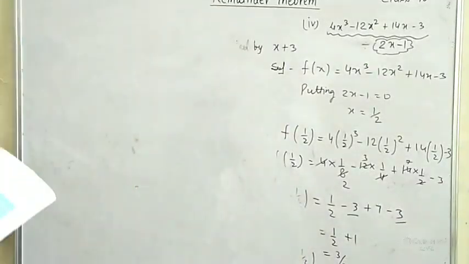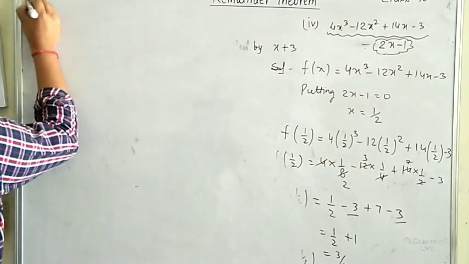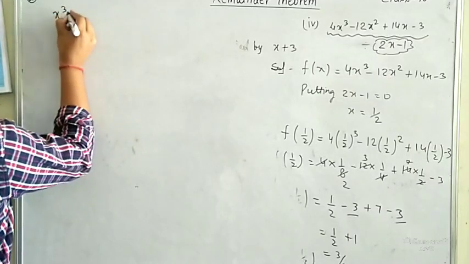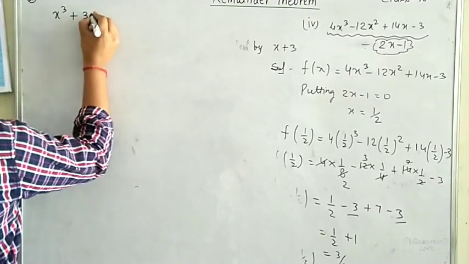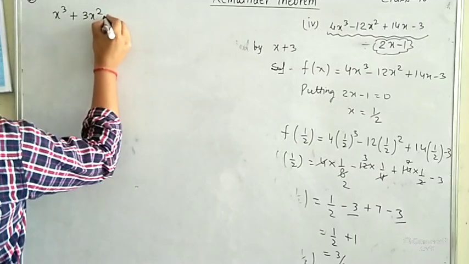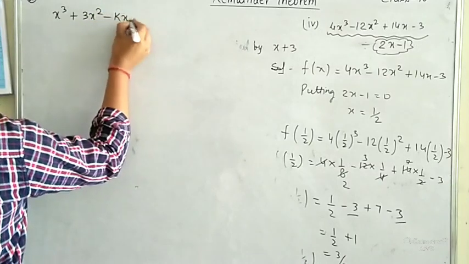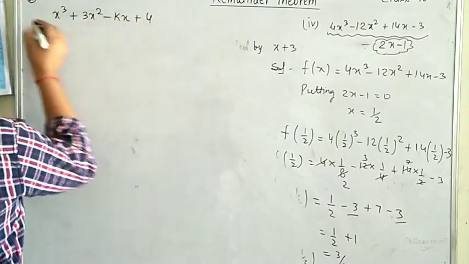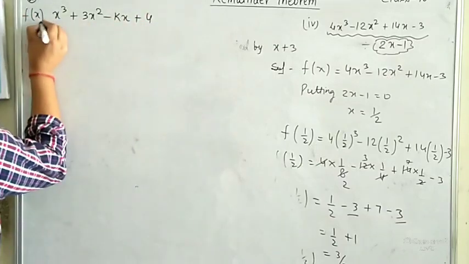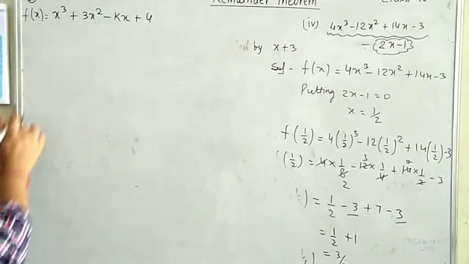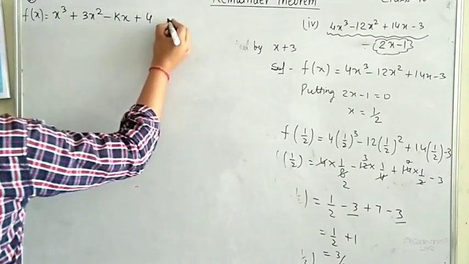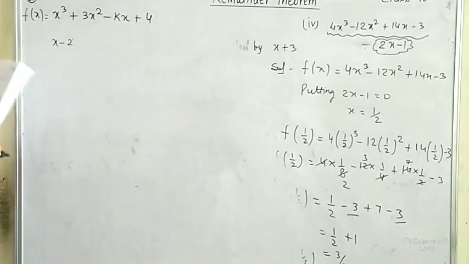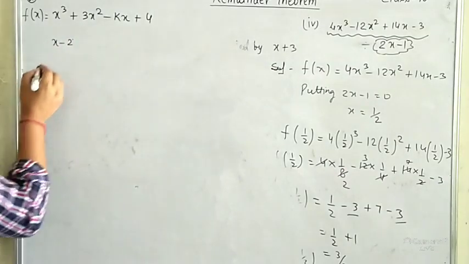The next question is question number 2. When x cube plus 3x square minus kx plus 4 is divided by x minus 2, okay, so let's suppose this is your f(x), and the remainder is equal to k.